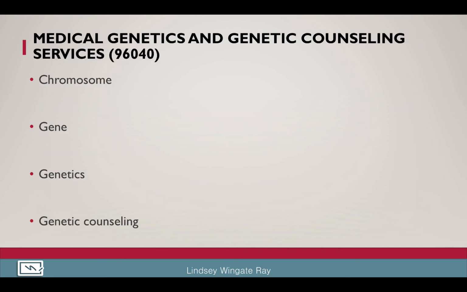A chromosome is a thread-like structure in the nucleus of a cell composed of genes or the genetic material DNA. Human cells normally have 46 chromosomes, or 23 pairs. One of each pair is contributed by the mother and the other by the father at conception. A gene is a hereditary unit. It occupies a fixed position in the chromosome.